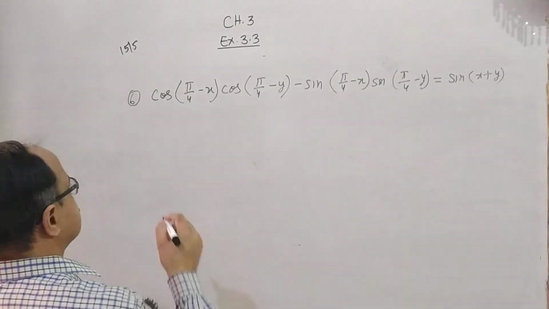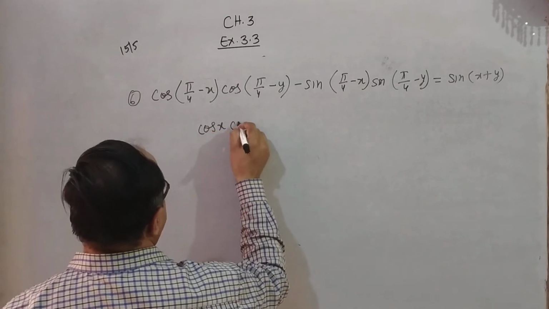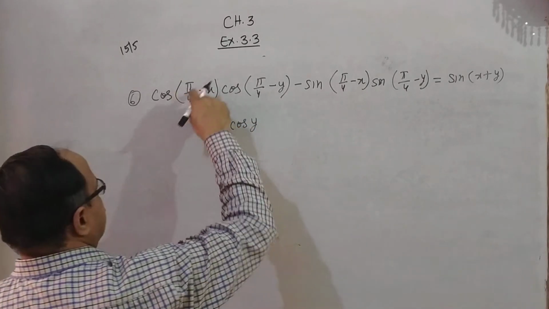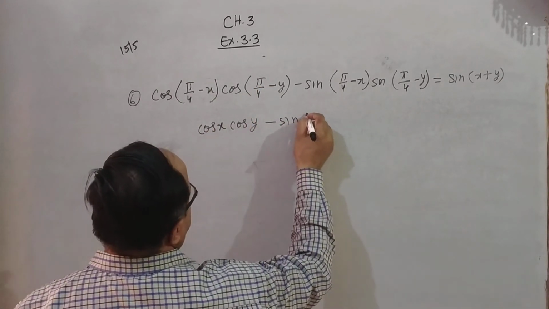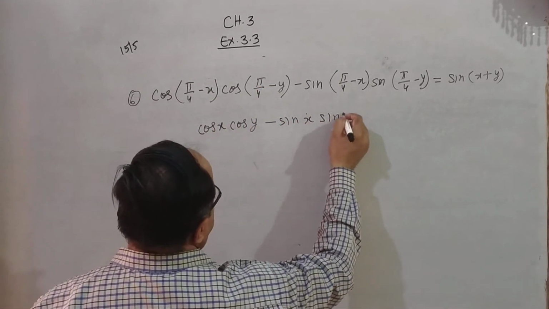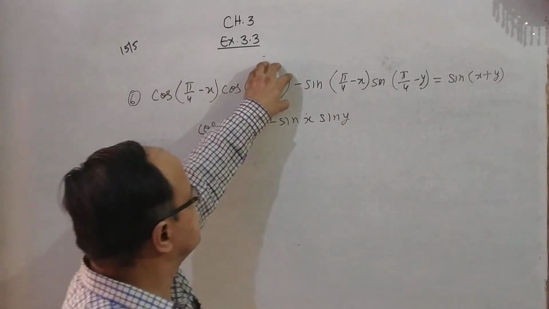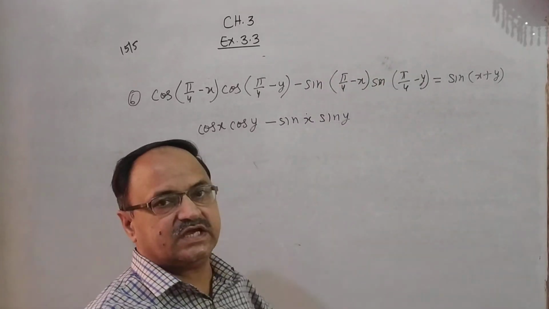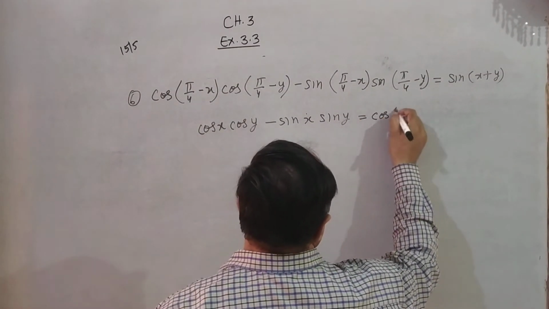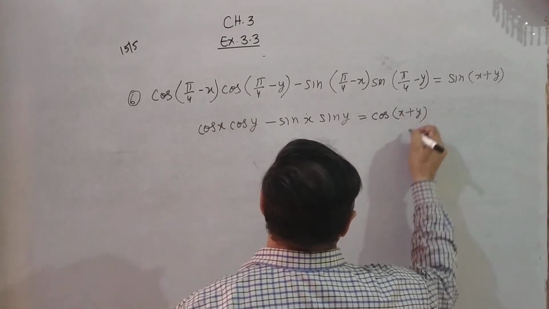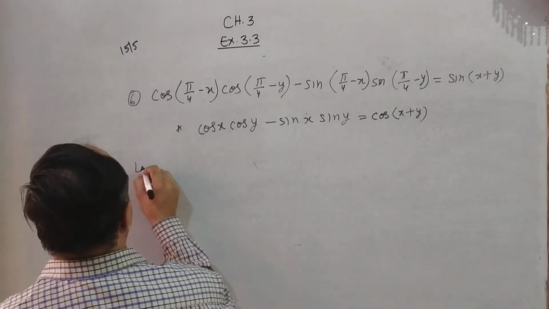And you know that you can apply this formula in this question. Cos x cos y minus sin x sin y, this is the formula, and that is equal to cos(x plus y). We apply this formula in this question.